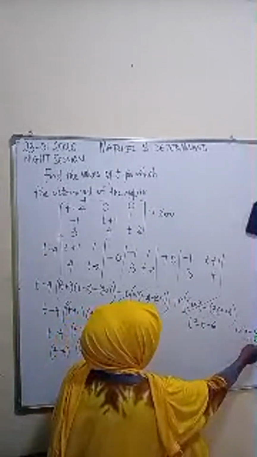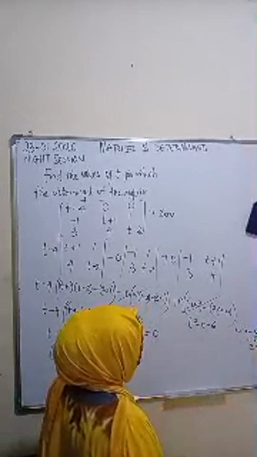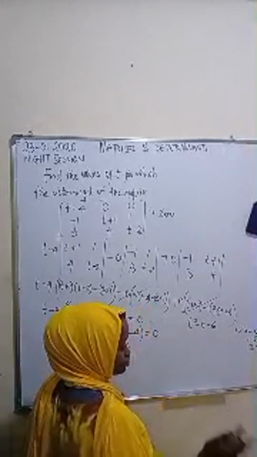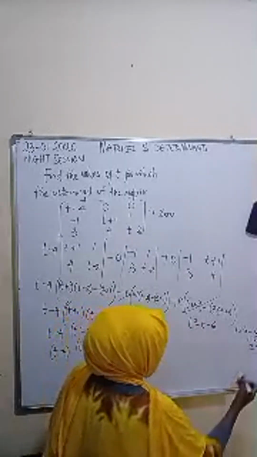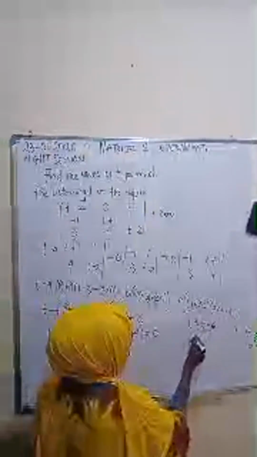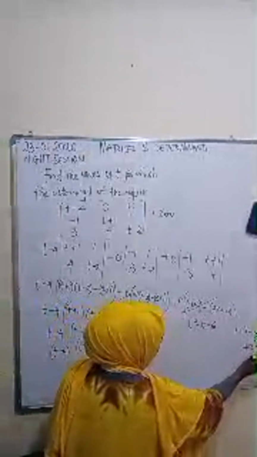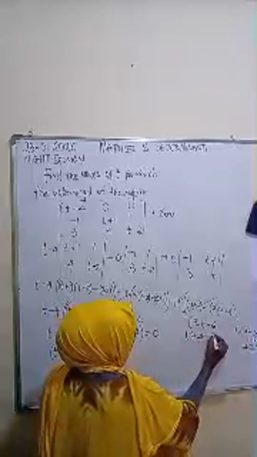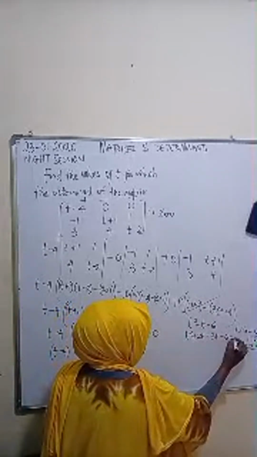What can we do to 1 and 6 to give us minus 1? If I say 1 minus 6, that is minus 5, so that will not work. What if I say 2 minus 3? 2 minus 3 is minus 1, right? So it will work for this. So we're going to use plus 2 minus 3. So this becomes t squared plus 2t minus 3t minus 6 is equal to 0.